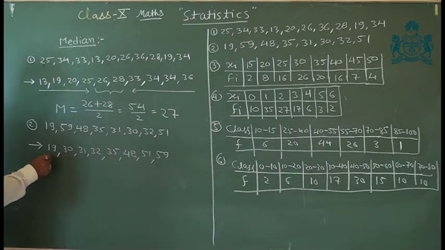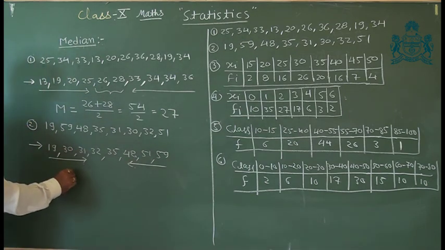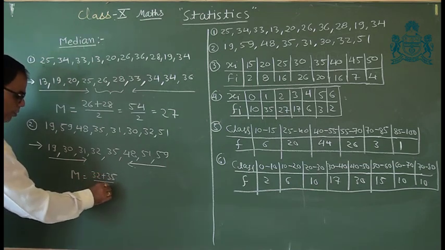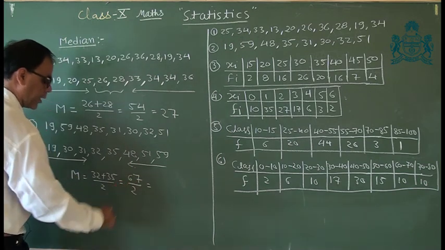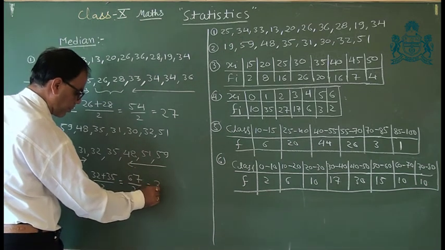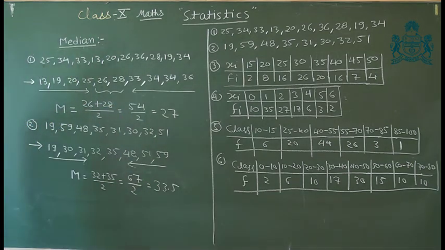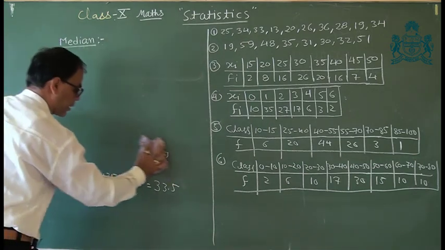Mid value of the terms: 3 on the left side and 3 on the right side, so the mid values are two terms. Therefore, median equals 32 plus 35 upon 2, equals 67 upon 2. Divide by 2. Median is 33.5. So that is the first type of question, and then the second type of question, odd observations.